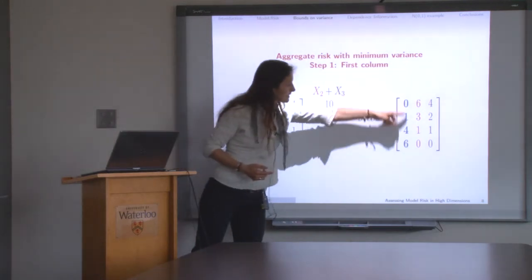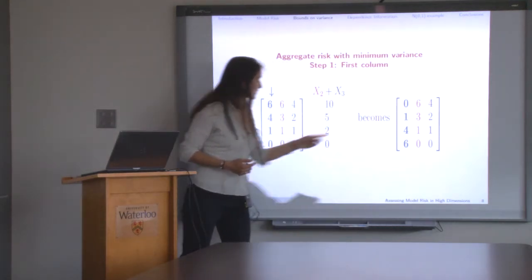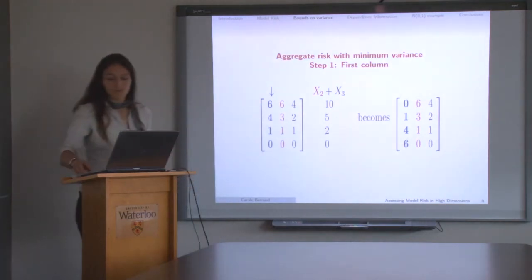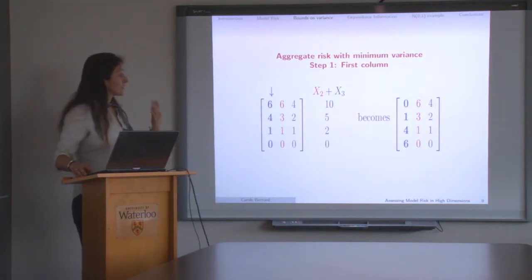And you see here, it's exactly 0, 1, 4, 6. And this is in opposite order to these values. And you do that for the first column. You then do that for the second column and the third column. And that's what happens.